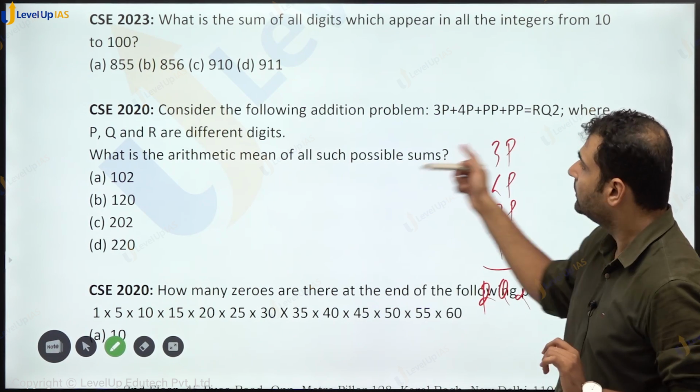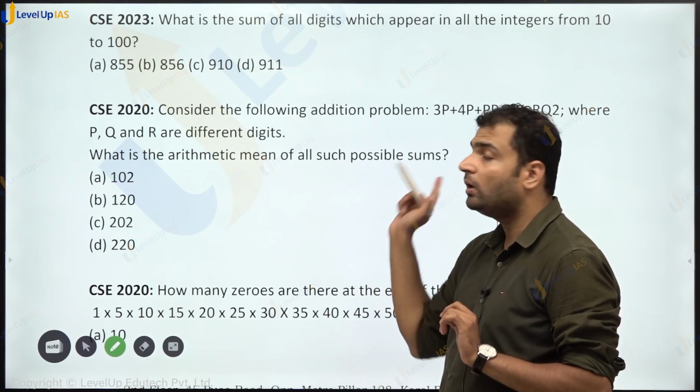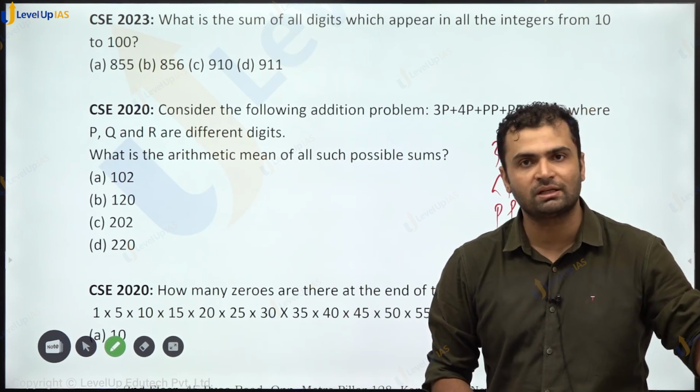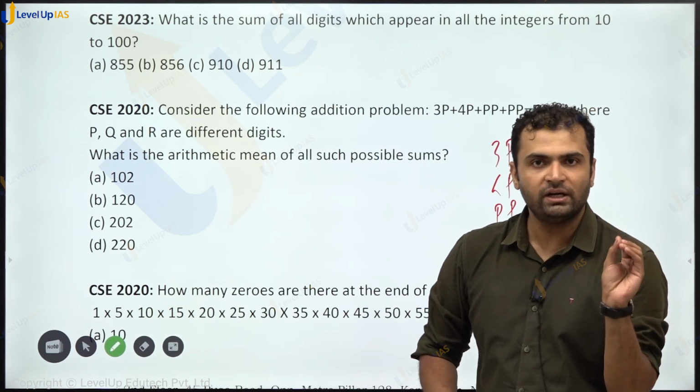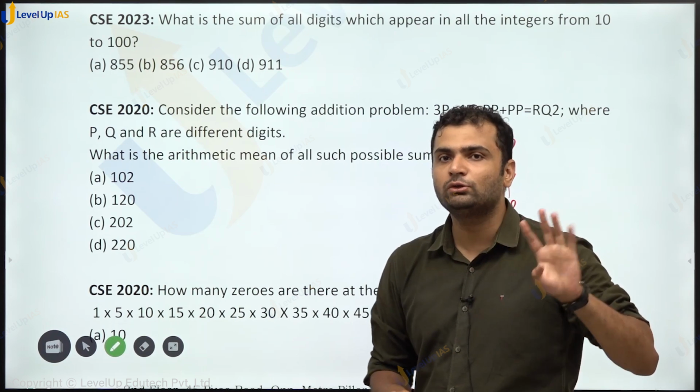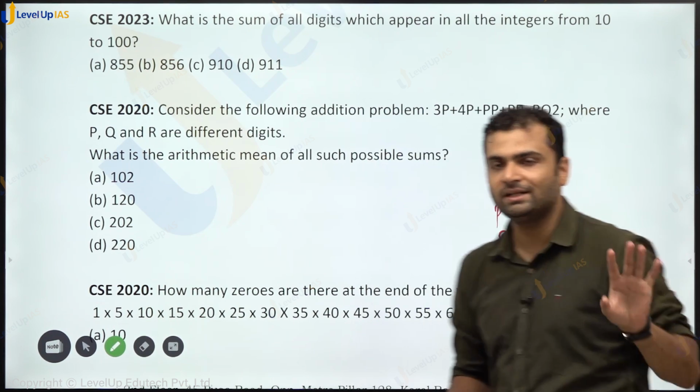What is the question saying? What is the arithmetic mean of all the possible sums? So basically you have to understand there might be more than one possible sum. You first have to identify that if there is such a question, it means at least two sums are being asked. That is the thing in UPSC.